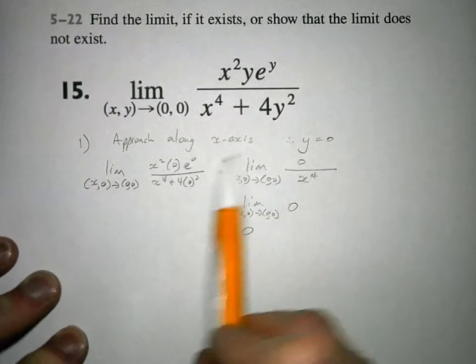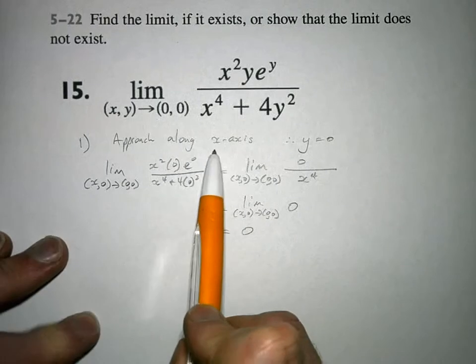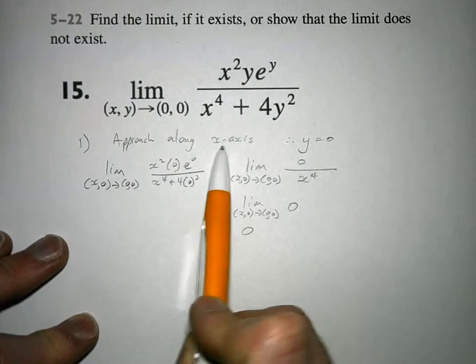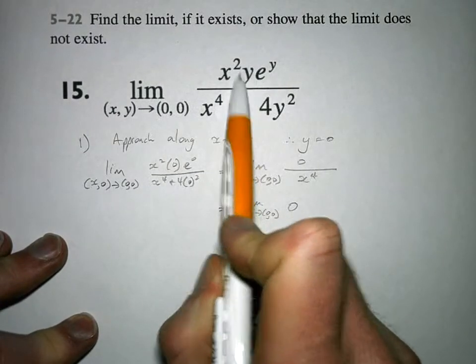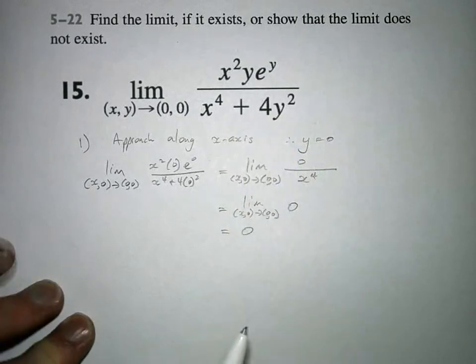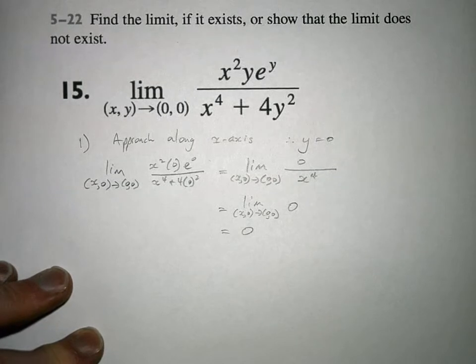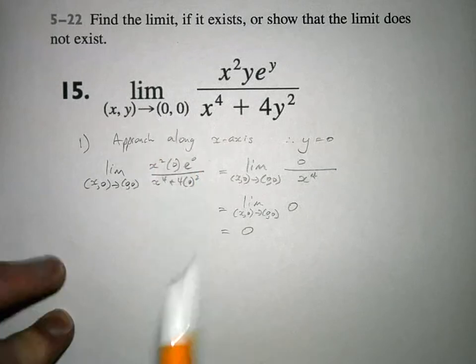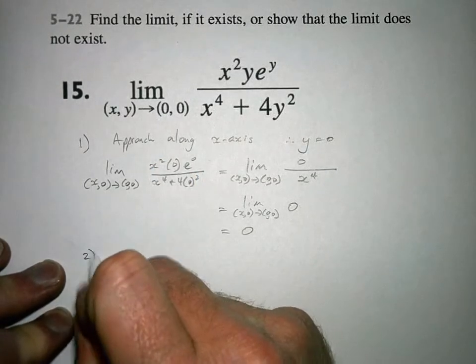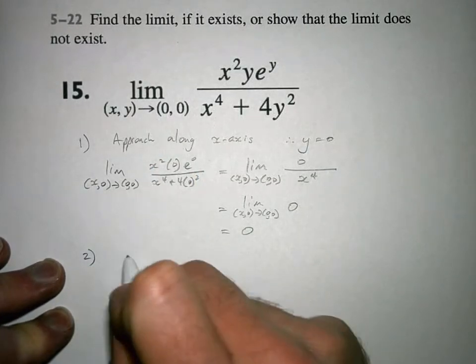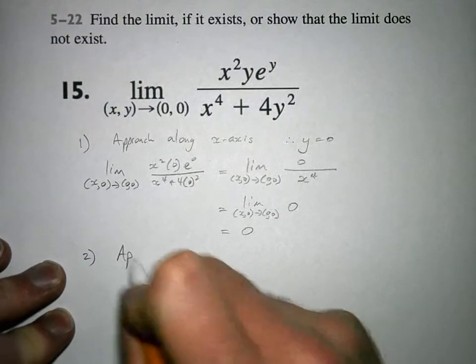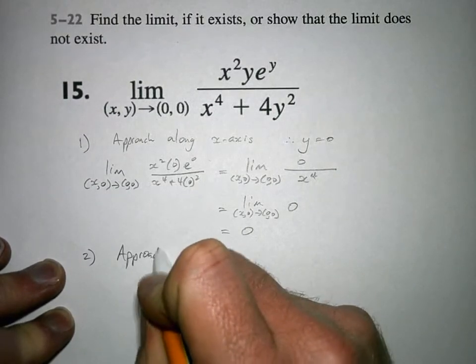Now, the next obvious choice would be to try and approach along the y-axis, but because of this factor y here, we would also end up with a limit of 0. And in fact, if you were to try x equal to y, you would also get a limit of 0. You might start suspecting that maybe this limit exists, but don't forget to try approaching along parabola paths, which is exactly what we're going to do here.